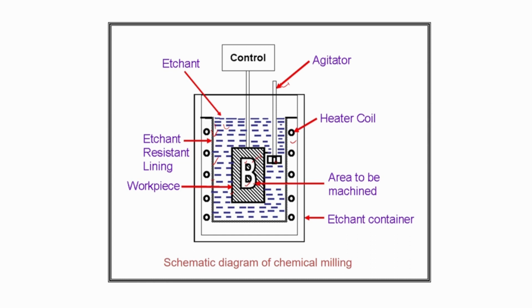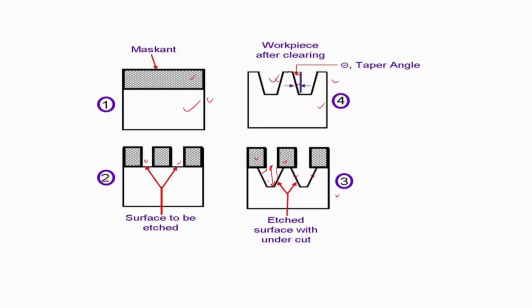So this workpiece is dipped into that etchant bath for a certain amount of time for getting a certain depth of cut. Suppose this is the depth of cut here. For getting a certain depth, from preliminary experiments you have to have information on how much time you have to keep this workpiece inside the etchant bath so that proper machining can be carried out, or the exact depth of cut can be achieved.